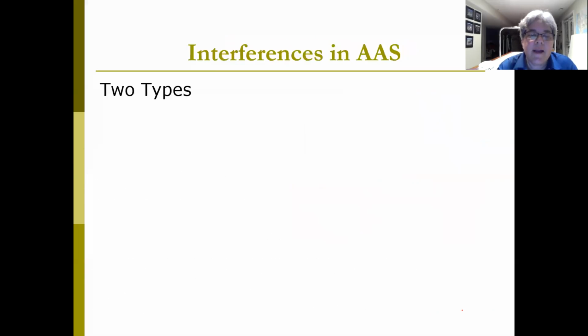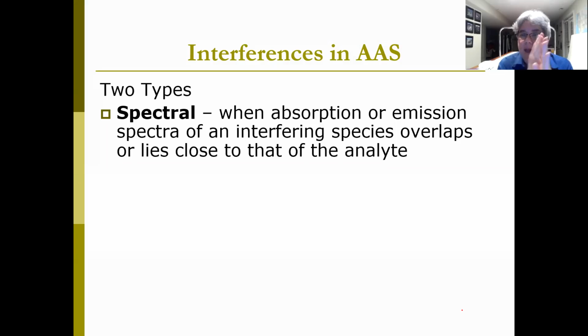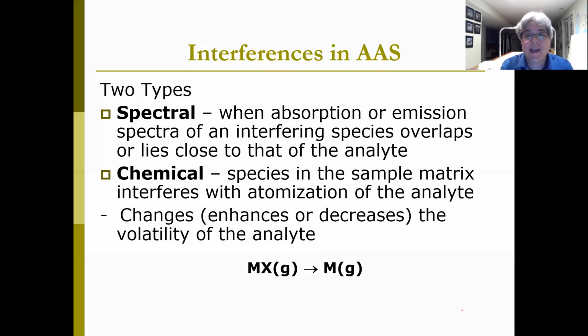Now there are actually some interferences we have in AAS. In addition to how the instrument works, there's some interferences. And there's two kinds. One is called spectral. This is when the absorption spectra overlaps your analyte absorption, or there's emission that overlaps. You have your sample and something else absorbing or emitting at the same wavelength. That's called spectral interference. And then the other kind is called chemical.